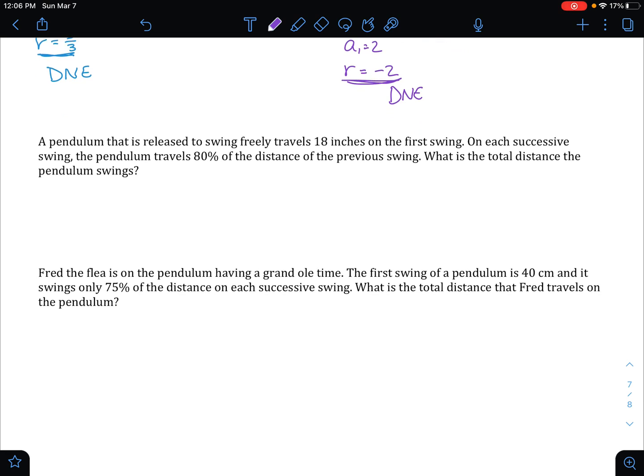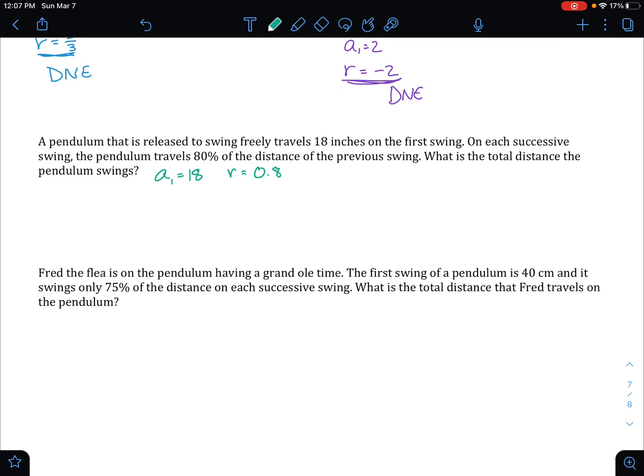The last two problems are word problems, so let's dive in and figure out what's important. It says a pendulum that is released to swing freely travels 18 inches on the first swing. From that first sentence, we already know our first term is 18 inches. On each successive swing, the pendulum travels 80% of the distance of the previous swing. What is the total distance the pendulum swings? So the first swing is 18 inches, and every swing after that is only 80% of the previous one. That means your ratio is 80%, or 0.8.